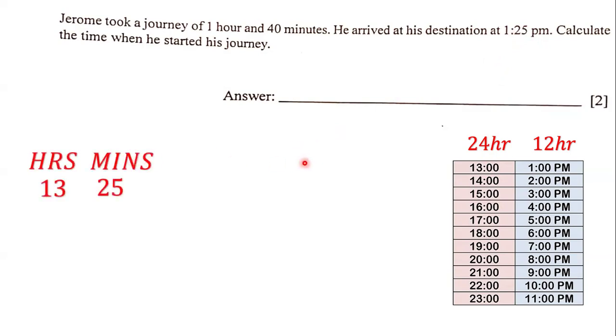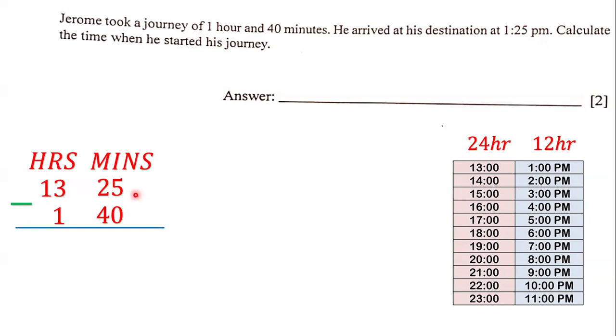And the reason why we converted from the 12-hour to the 24-hour clock is because this is going to help us when we are subtracting. And so we have, it says, he arrived at his destination at 1:25 p.m. Calculate the time when he started. And so we're going to take 13:25, which is 1:25, and we're going to subtract 1 hour and 40 minutes. And so let's subtract.